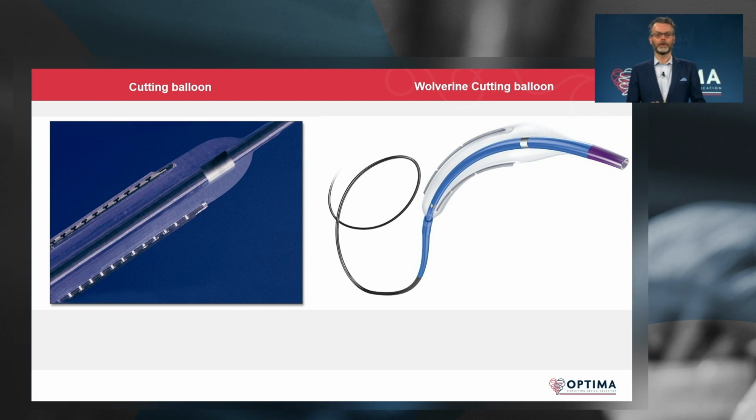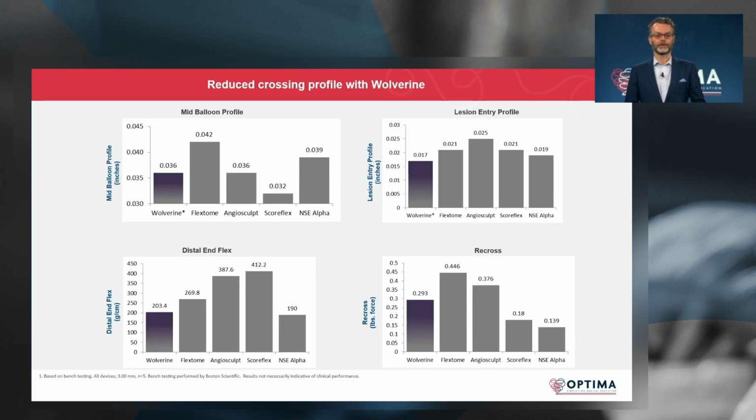So these balloons have evolved to specifically treat coronary arterial calcium. In this earlier iteration it was called a cutting balloon. The cutting balloon was a relatively effective but bulky device. The Wolverine is the latest evolution of that, so the profile is lower, the atherotomes are lower, so it is able to deliver to the area and therefore be more efficacious.